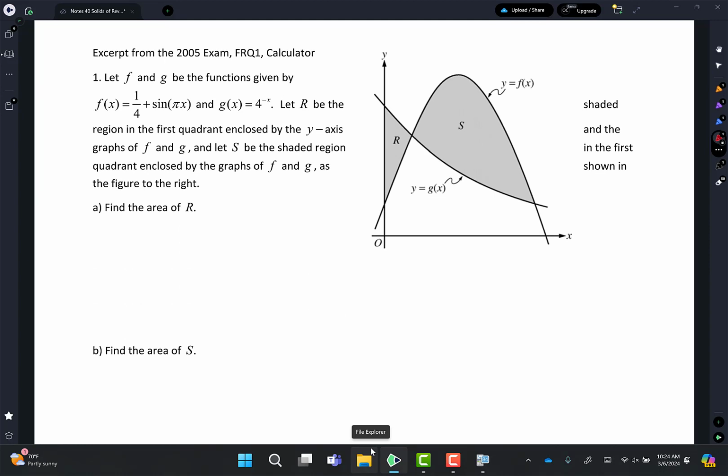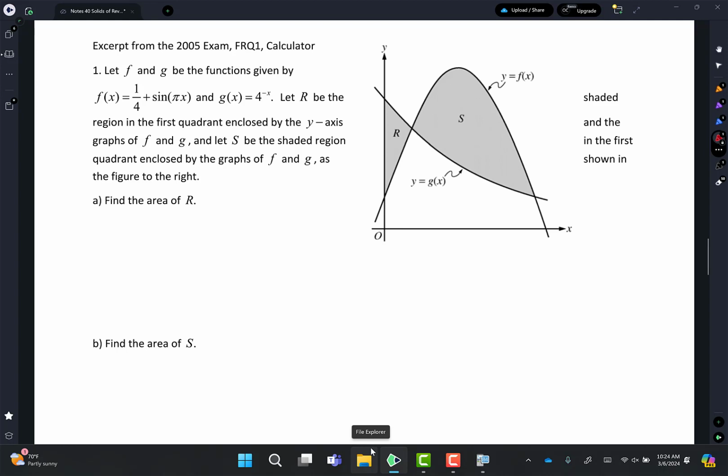What you are looking at is a real question from 2005. I have not, oh yeah, you guys weren't alive yet. I have not looked at the rubric yet. Let's see if we can figure this out.